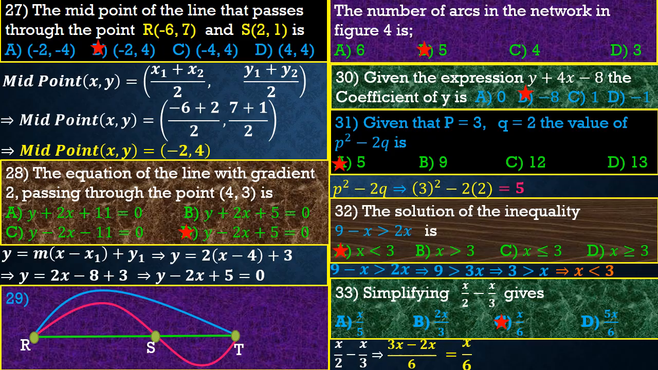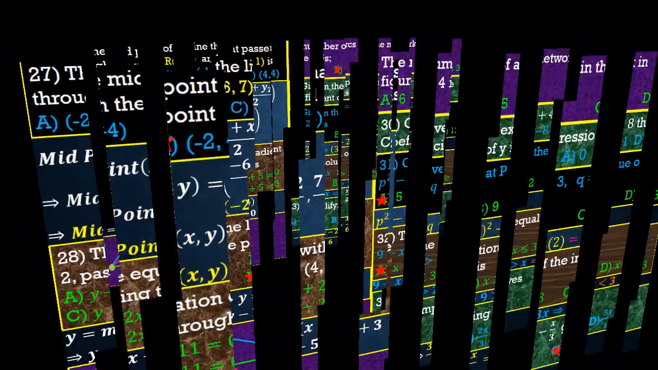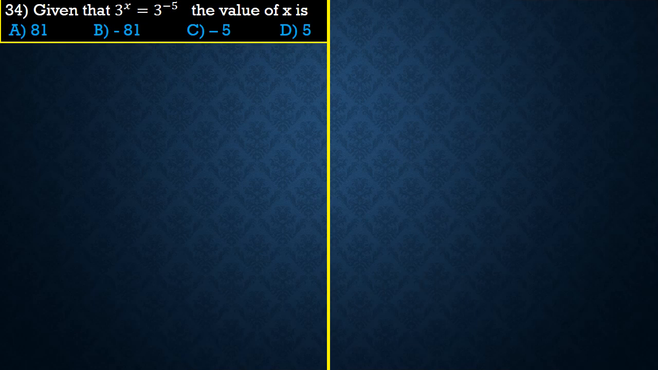Okay. So, guys, let's go to question 34. So, guys, question 34 reads that given that 3 raised to the power x equal to 3 raised to the power minus 5, the value of x is. Guys, this question is direct. If 3 to the power x is the same as 3 to the power negative 5, the bases are the same, right? Therefore the powers also have to be the same, which means x is equal to minus 5.